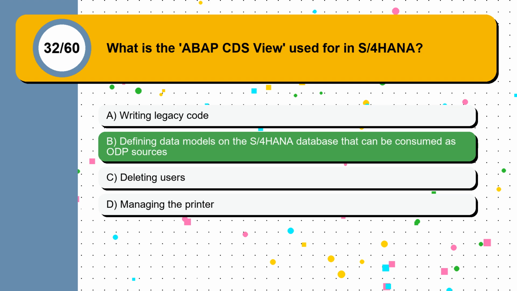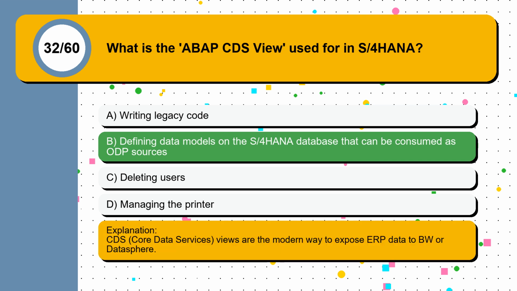The correct answer is option B, defining data models on the S/4HANA database that can be consumed as ODP sources. CDS, core data services, views are the modern way to expose ERP data to BW or Datasphere.